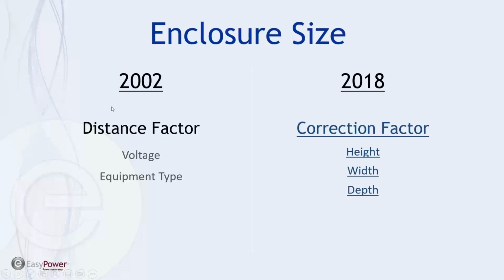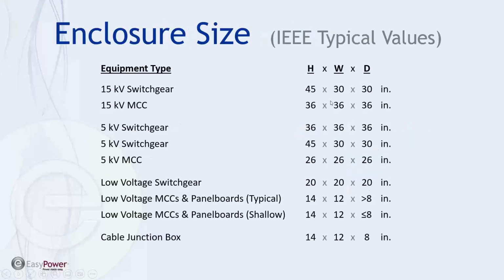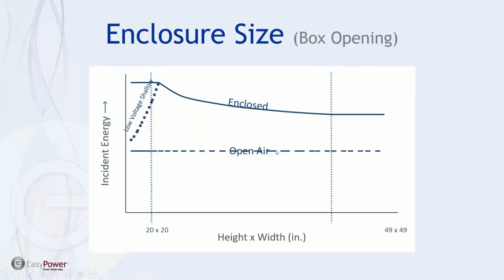So enclosure size is one of the parameters that's been extended. Originally, it was a distance factor that was included in the original model. In the 2018 version, it's been expanded into the dimensions of the enclosure, both height, width, and depth. So the standard gives us typical values for different types of gear and different voltage ranges. And then the tool will give us the ability, based upon our system being different in any one of these dimensions, to make the modification and see whether it affects the results.